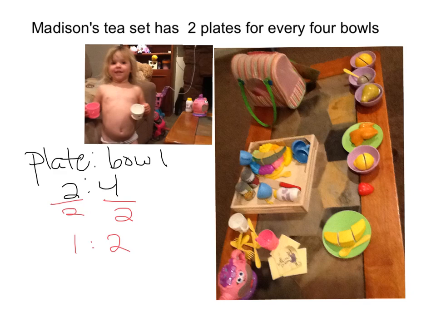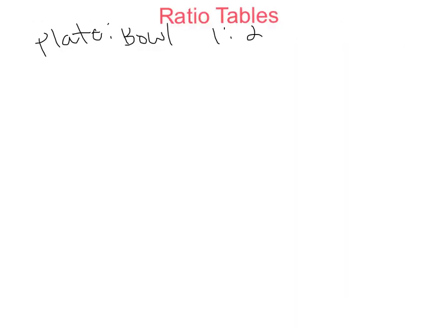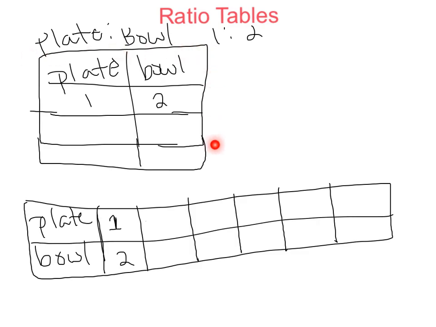Hi, Mommy. I want to make a ratio table for the plate to bowl ratio of Madison's tea set. I can make that ratio table vertical or horizontal. For this one, I'm going to show you both ways, but we're just going to talk about one way today. Here I'm showing my table vertically. What I mean by vertically is my numbers would be going down. And I could say that if my plate to bowl ratio is 1 to 2, I could put in those numbers, also 2 to 4 using the unsimplified ratio. And I could keep going down.